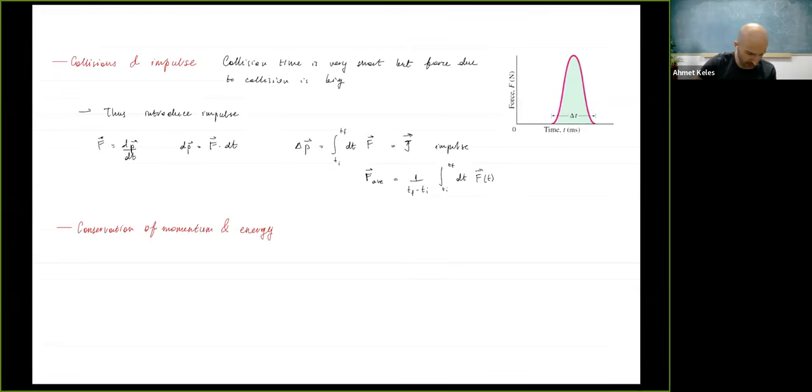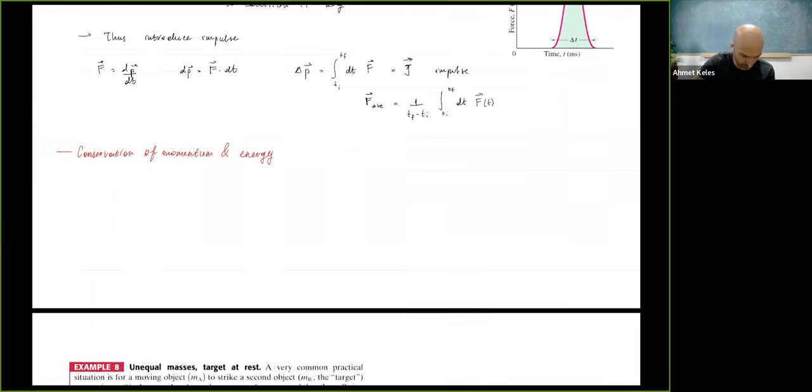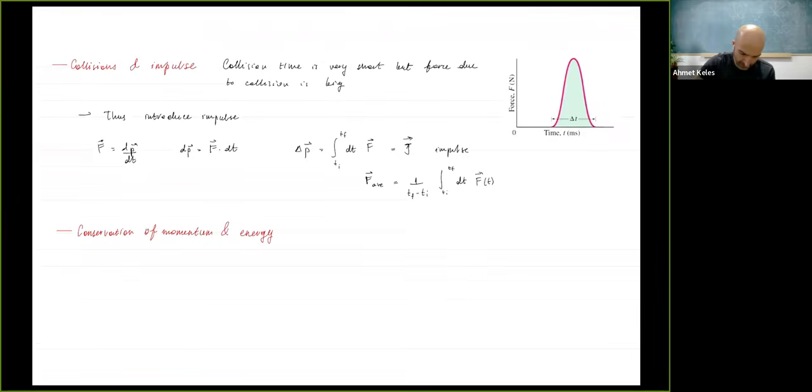And finally, okay, what about the energy, right? We introduced energy and we said it was very useful last week. So there's also energy in collisions. And if the energy is conserved, we call them elastic collisions. And maybe I can write it.